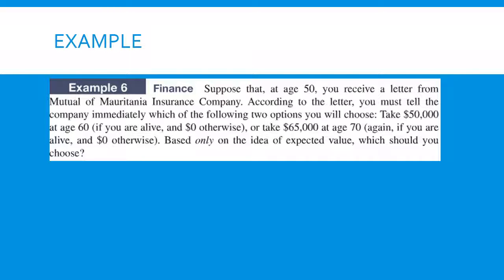Here's another example. Suppose that at age 50 you receive a letter from Mutual of Mauritania Insurance Company. According to the letter, you must tell the company immediately which of the following 2 options you will choose. You could take $50,000 at age 60 if you are alive. Of course, you don't get anything if you're not alive at 60. Or take $65,000 at age 70 if you're still alive to collect it. Based only on the idea of expected value, which do you think you should choose?